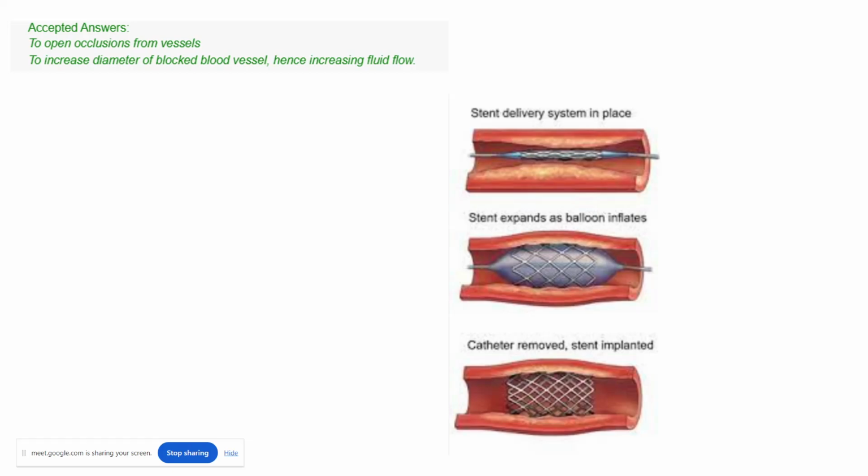It opens occlusions from vessels and increases the diameter of blocked blood vessel, hence increasing fluid flow. So because of deposition of cholesterol, there are blockages in the arteries or veins, and then to open this up, a catheter with these kind of stents is inserted into the blood vessels where it is expanded with the help of a balloon, and then you remove the guiding wire, and then it stays in place, opening up the blood vessel to allow more blood flow.